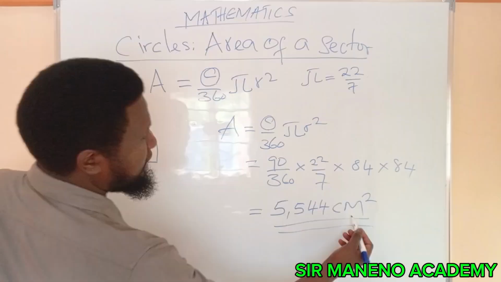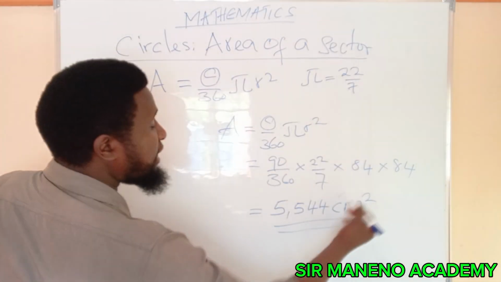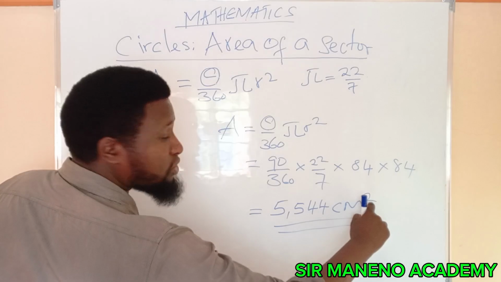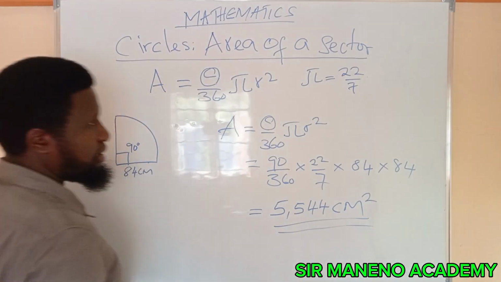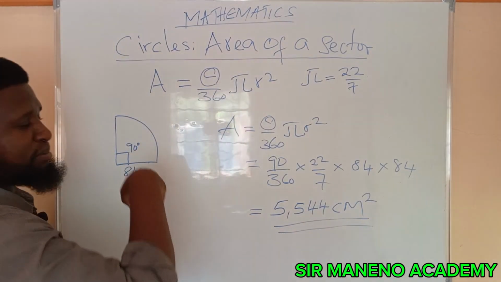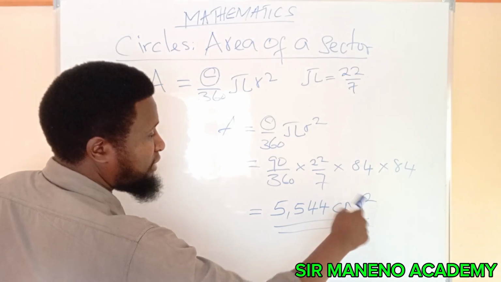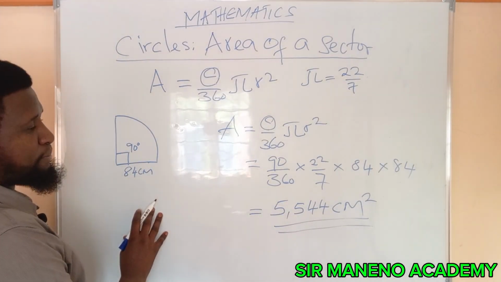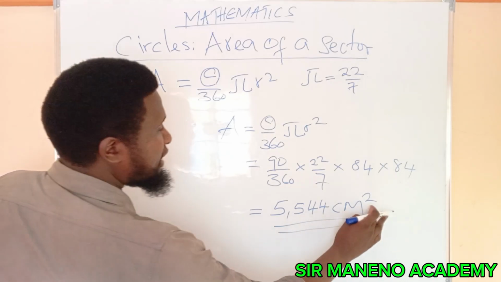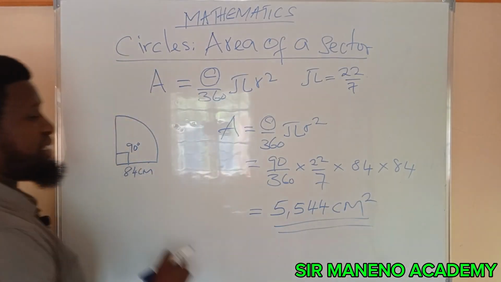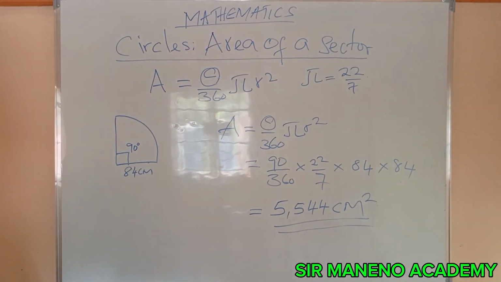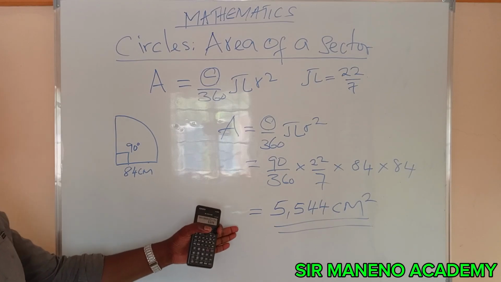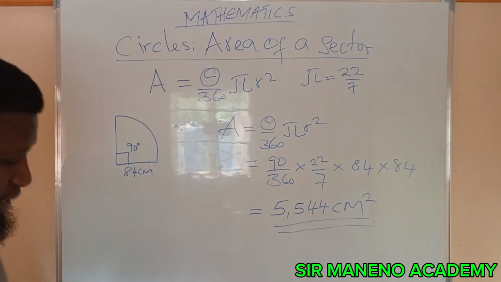Now remember the units. When we are calculating area, the units always are in square units. The other side, when we are talking about perimeter, the units were not squared. They were just like that. So when it comes to area, any area that is calculated, the units must be in square units. So that is very important. So that is now how we calculate the area of a sector.